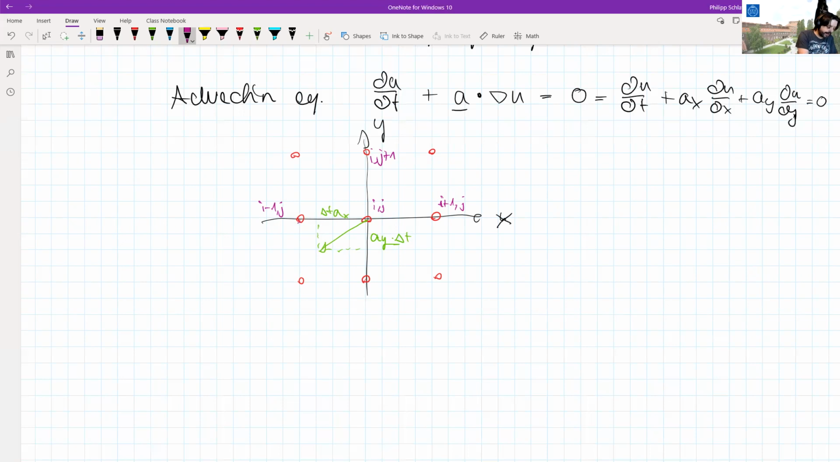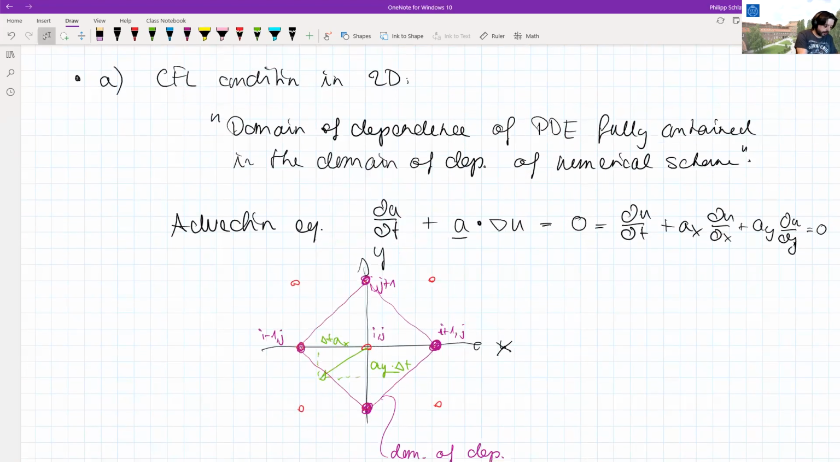Okay, if I now define a central scheme, well, what do I take? I take this point, this point, this point, and this point. These points are used to do my update. So that means the domain of dependence of the difference equation is actually this. This is the domain of dependence of the finite difference scheme.